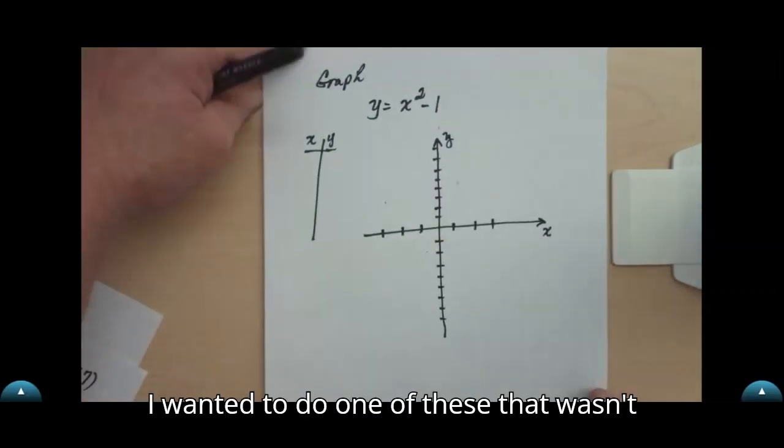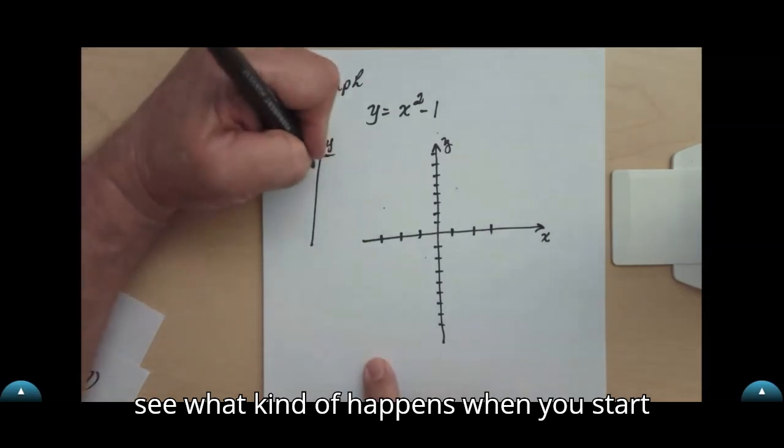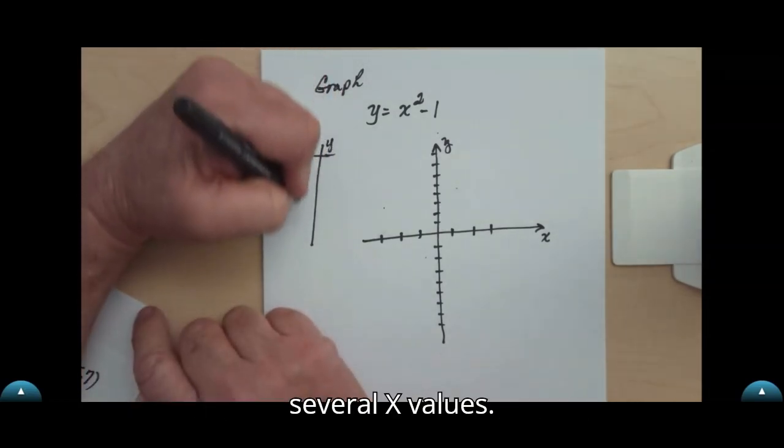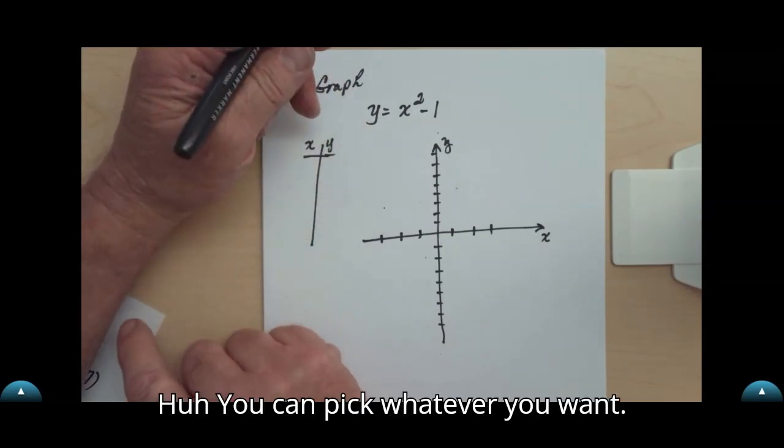I wanted to do one of these that wasn't linear because I want to make sure you see what happens when you start plugging stuff in. I'm just going to pick several x values. You can pick whatever you want.